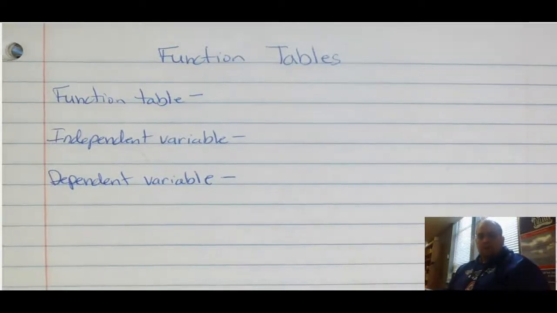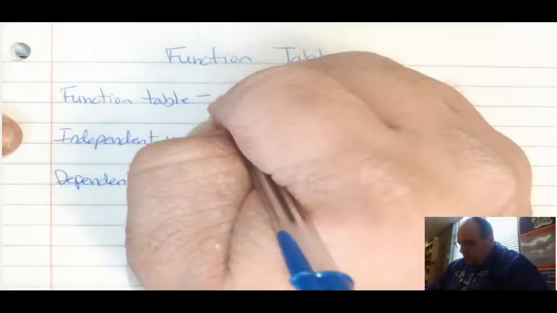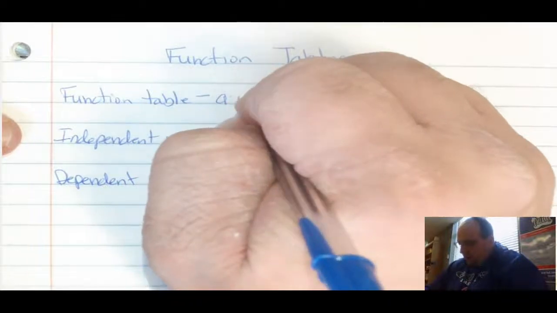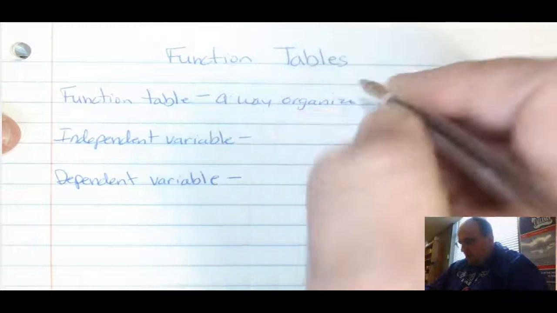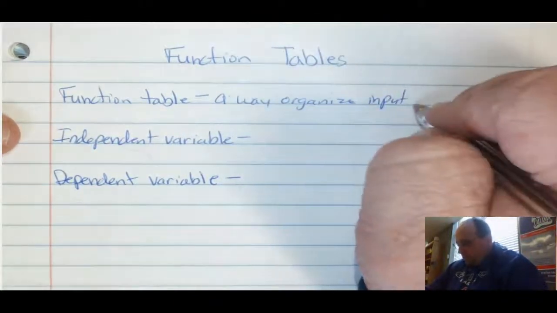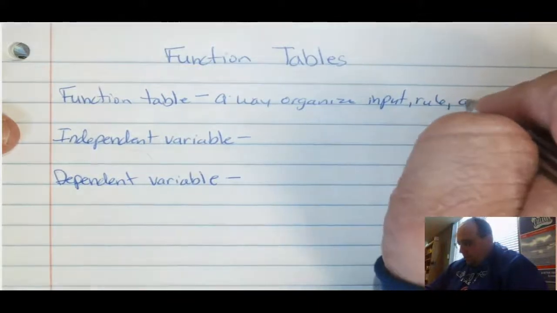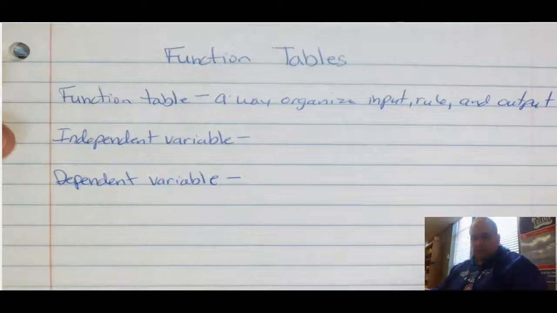All right, now that we've been learning about functions, let's look at function tables, okay? Basically what a function table is, it's a way to organize your input, rule, and output, okay? Just a way to organize it, okay?